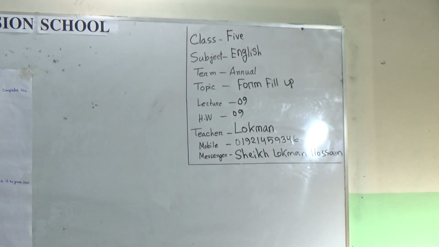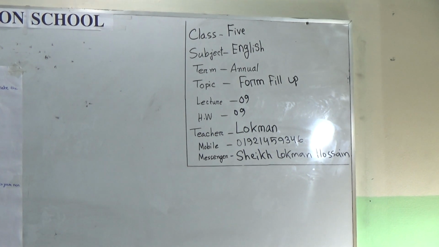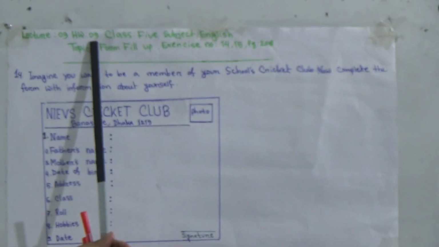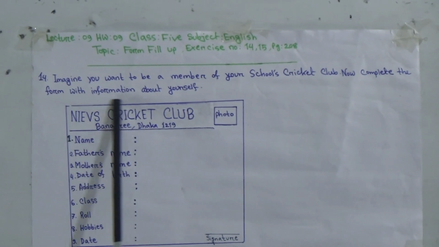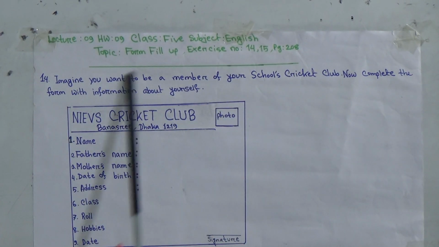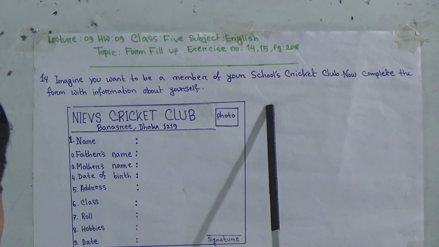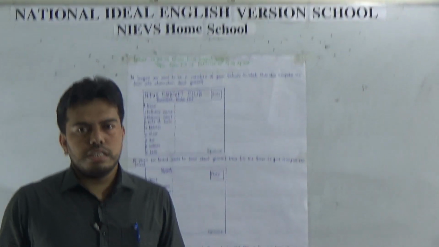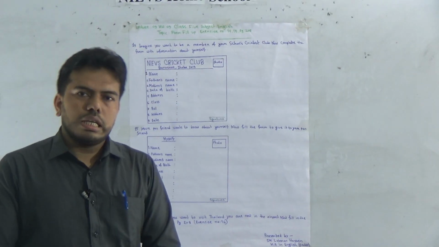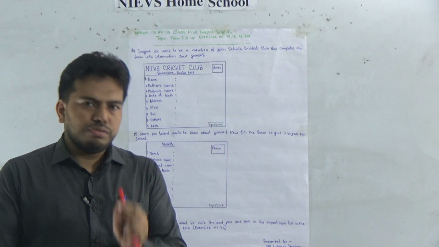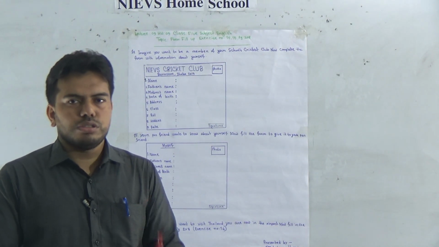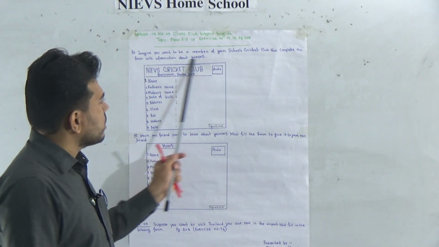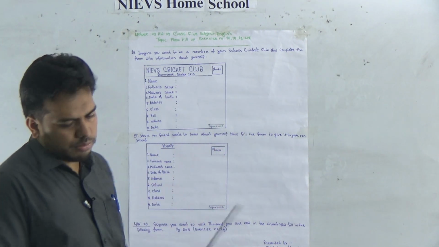Suppose you want to be a member of your school's cricket club. Listen carefully, this is my lecture number 9. At the end of our today's discussion, I will provide you an SW and that should be number 9 also. Now complete the form with information about yourself. If there is no clue given about what your name and your father's name should be, that is your opportunity. If there is no special name given in your question paper, then you can write any name, or you can write your own name. Since our question instruction does not give any name here, I can write my name.